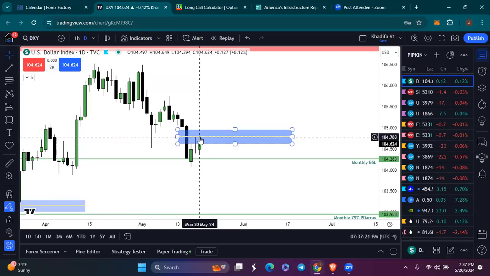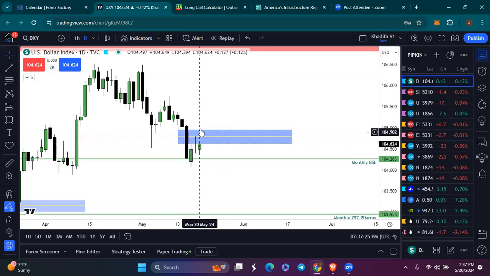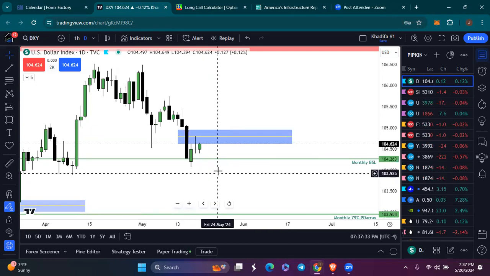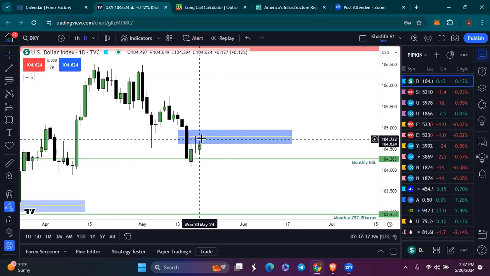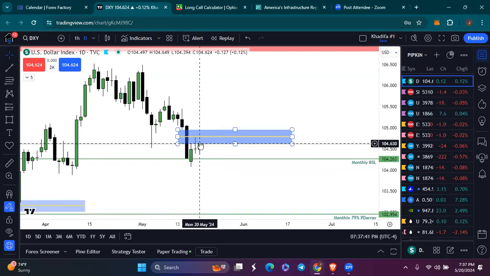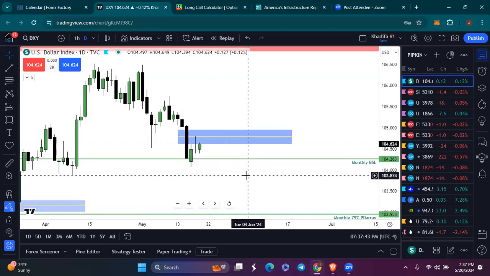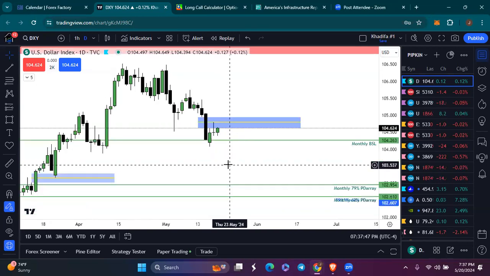If we get it to respect consequent encroachment, that's even more bearish to the downside. If it retests the upper level of the daily fair value gap, we're still bearish, just not as bearish as we are if it was just to retest the consequent encroachment and continue lower. Cool beans? Cool beans.